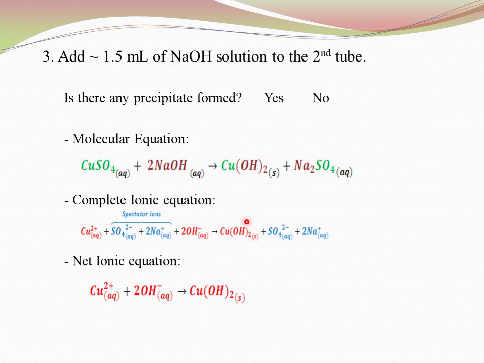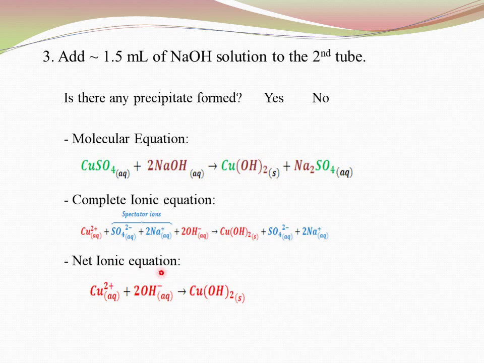So this is the formula of the precipitate: Cu(OH)2. Here, what are the spectator ions in this reaction? The spectator ions in this reaction are sulfate ion and sodium. Sodium and sulfate ions are spectator ions, ions that are not involved in the precipitate.